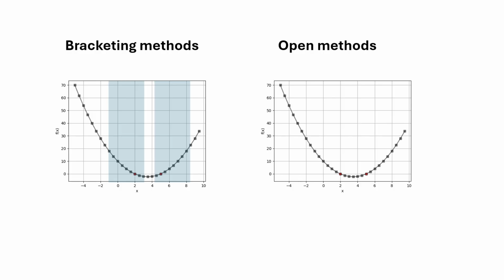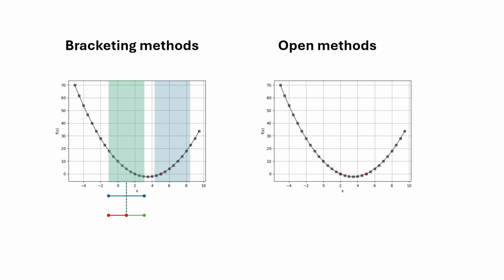To explain how bracketing methods work, we'll focus on the root at x equal to 2. So we start with the lower and the upper bounds. Then depending on the method, as each has its own way, we get the next estimate. Now we evaluate the two intervals which are on the left and on the right of the estimate for a sign change. In this case, we see the sign of the function changing in the interval to the right.